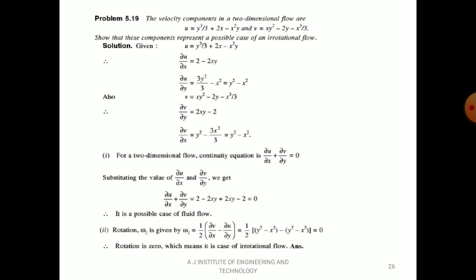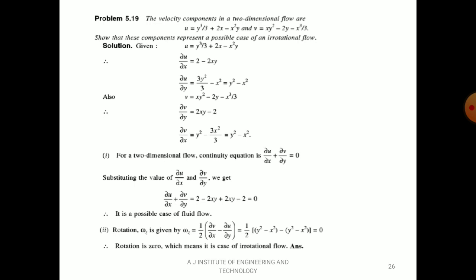Wz is given by, that is equal to 1 by 2 into dou v by dou x minus dou u by dou y. Substitute the values of dou v by dou x and dou u by dou y in that expression for wz. So that is equal to 1 by 2 into y square minus x square minus y square minus x square, so that is equal to 0. So the rotational component in the xy plane is 0, which means it is a case of irrotational flow. The fluid element is not going to rotate.